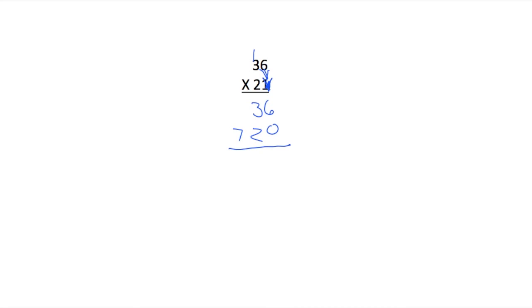Now right here we're not going to multiply, we're going to add. So 6 plus 0, normal adding. 3 plus 2 equals 5. And 7, imaginary 0. Let's just add an imaginary 0. 0 plus 7 equals 7. So our answer is 756.